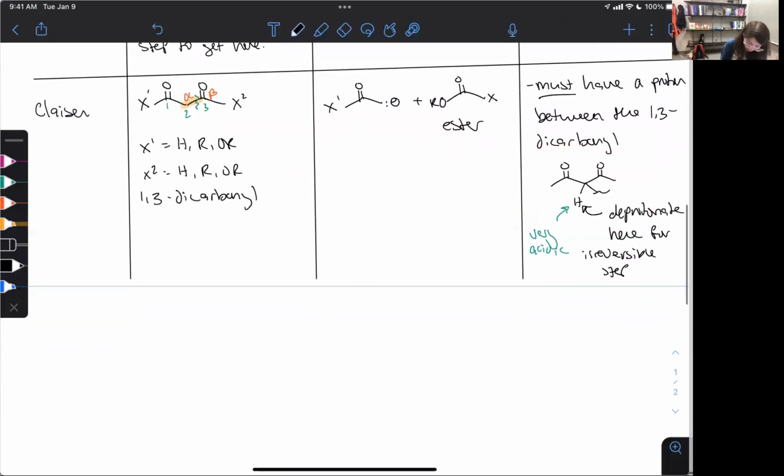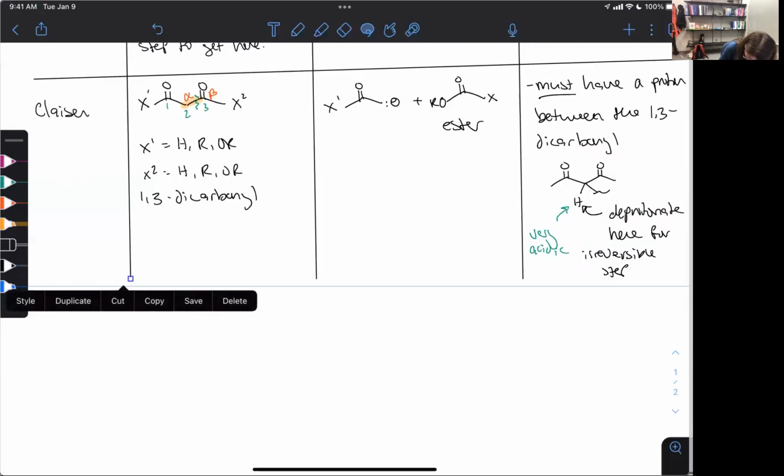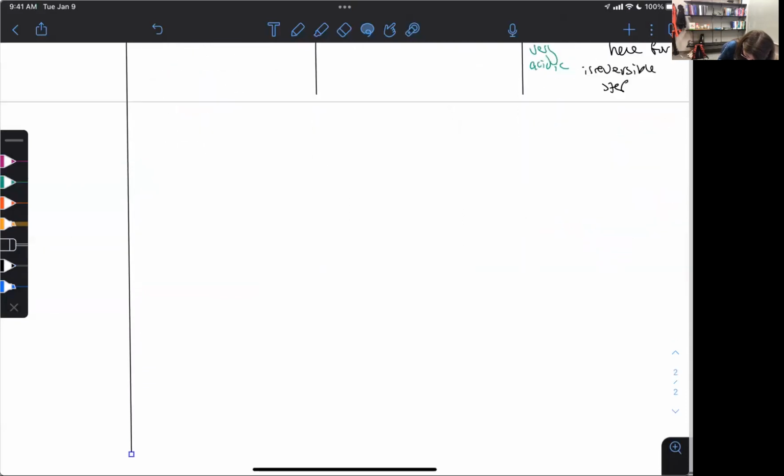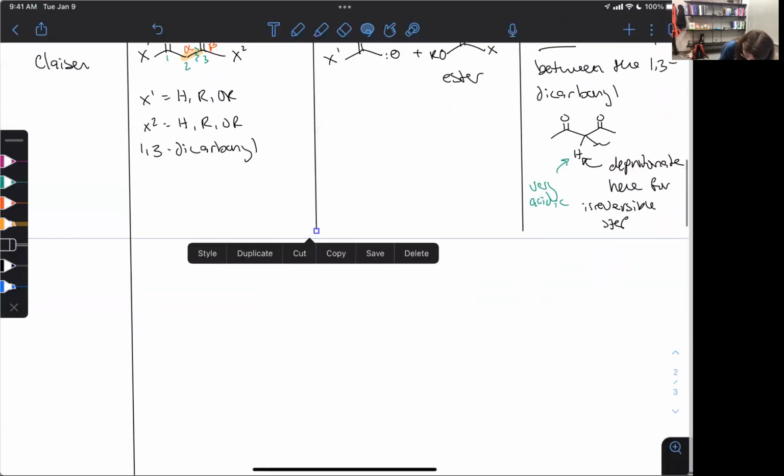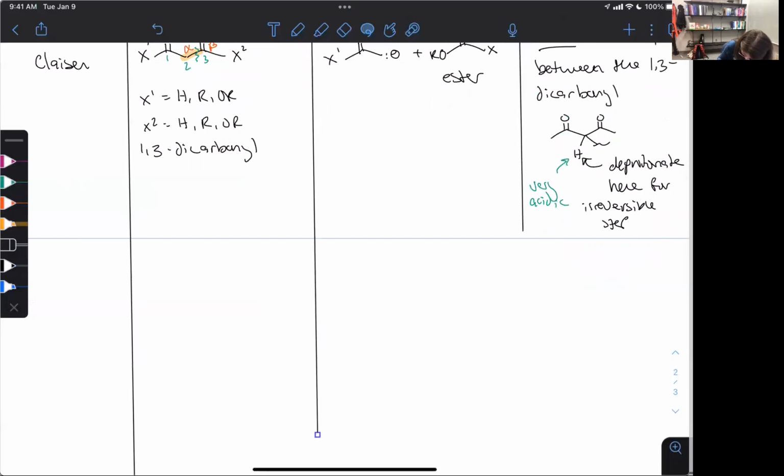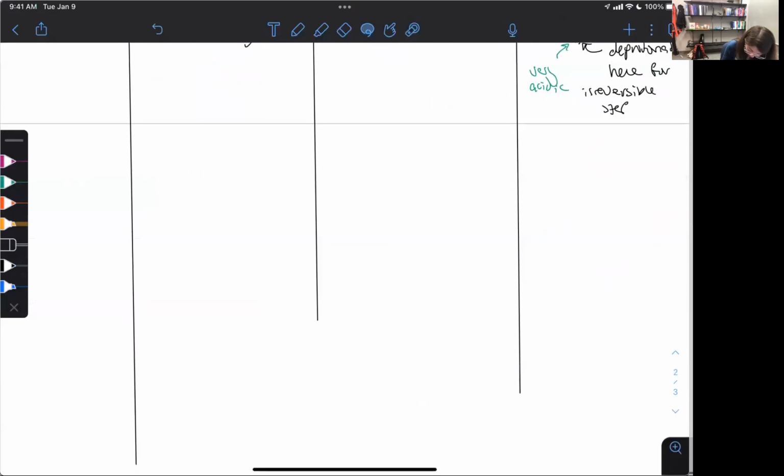Okay, so our final reaction is the Michael reaction. I'm just going to try not to move that too much. Okay, I'll try to even those out later. So the last reaction is one that we covered yesterday, and that's the Michael reaction. So the retron that we're looking at for this one is a 1,5 dicarbonyl.